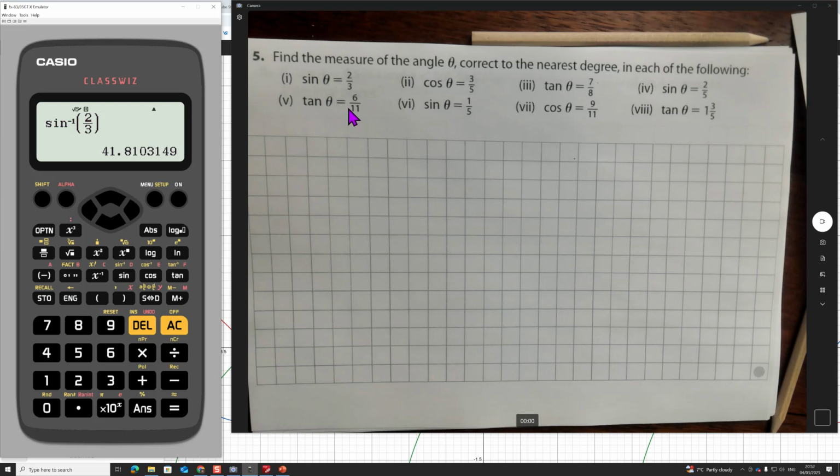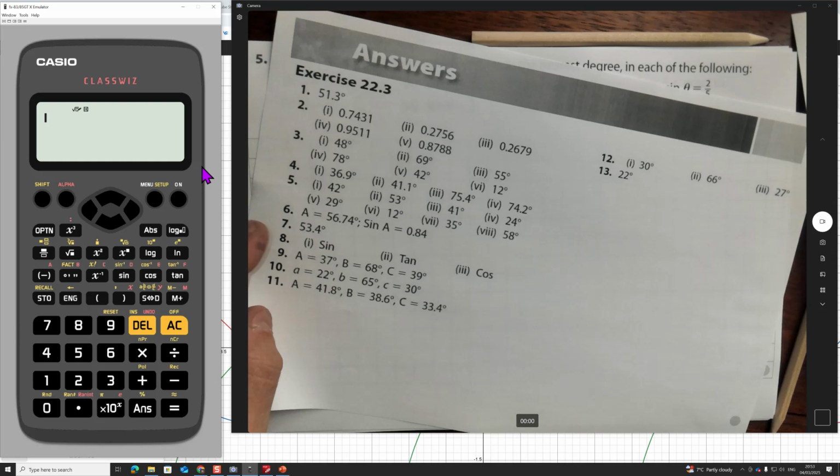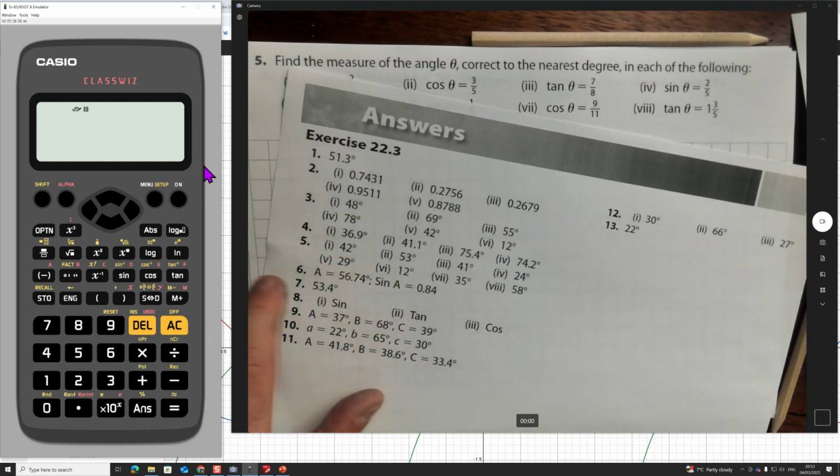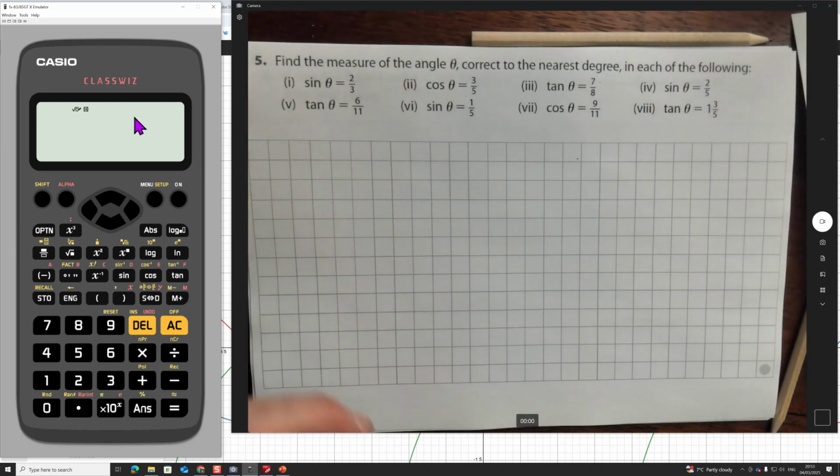Okay, so let's do the one underneath it. Inverse tan 6/11. Let's look at the answer first. Inverse tan, question 5. 29 degrees according to this, if they're laid out right. Yeah, they are. Okay, inverse tan 6/11. So, okay, shift tan. Now I want 6/11. 6. Oh, it's nearly as slow. I could do 6 divided by 11, of course. But is there any advantage to doing that?